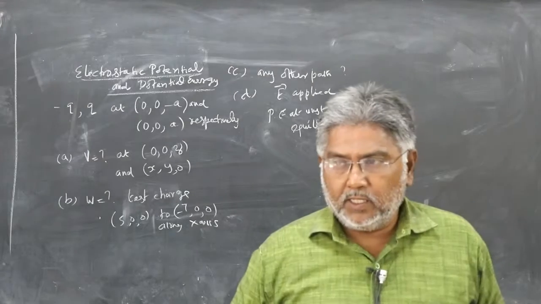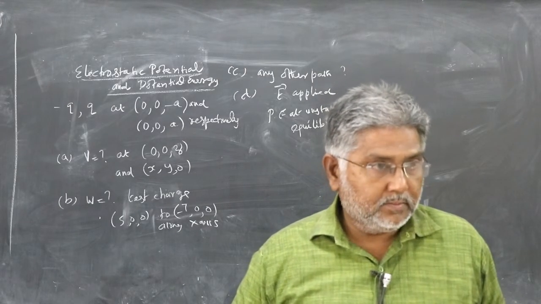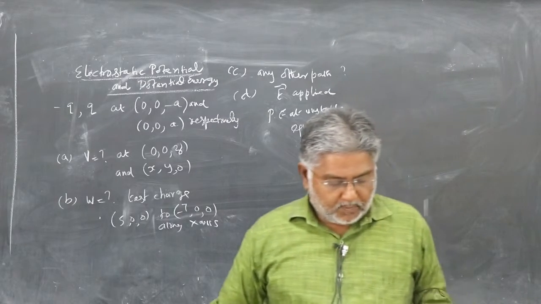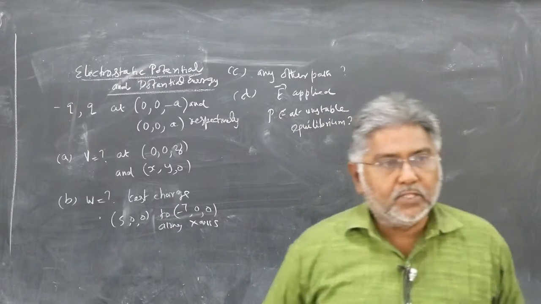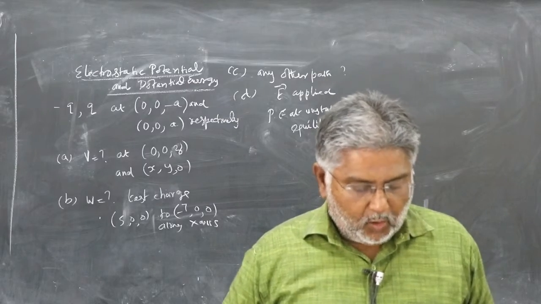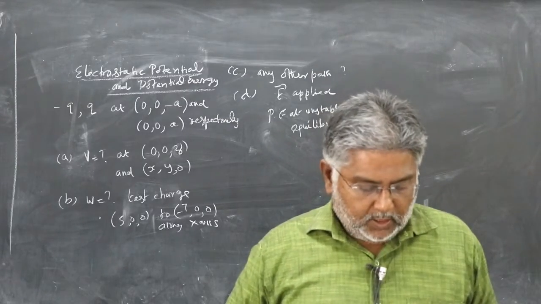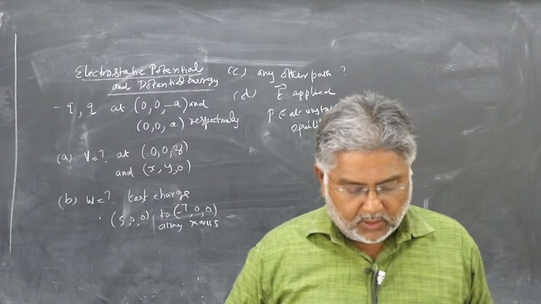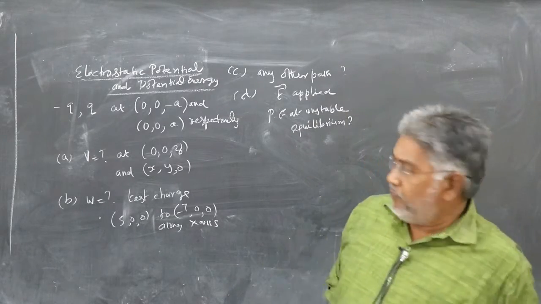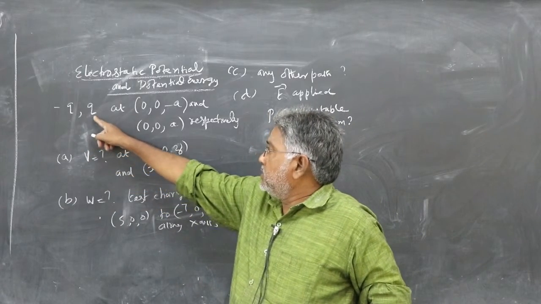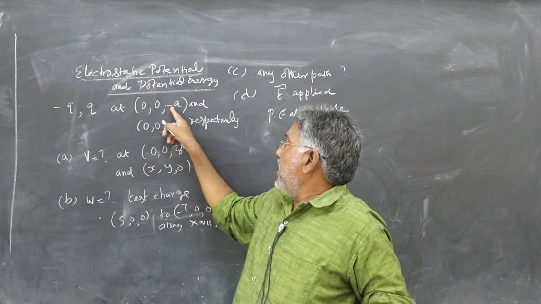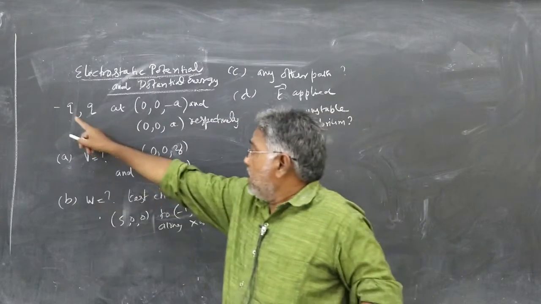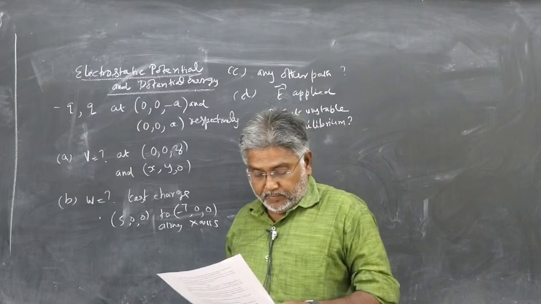Now we see this question. Two point charges Q and minus Q are located at points 0, 0, minus A and 0, 0, plus A respectively. That means minus Q is at minus A.